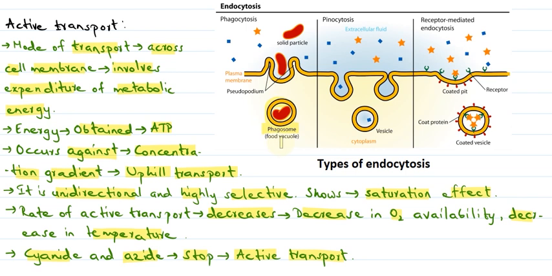One or more lysosomes fuse with the phagosome to form a food vacuole. The digested materials diffuse out of the vacuole and the food vacuole is left with indigestible materials, forming a residual vacuole, and the contents of the residual vacuole are thrown out through the process of exocytosis. Okay, so this is the process of phagocytosis. Next we will discuss pinocytosis.